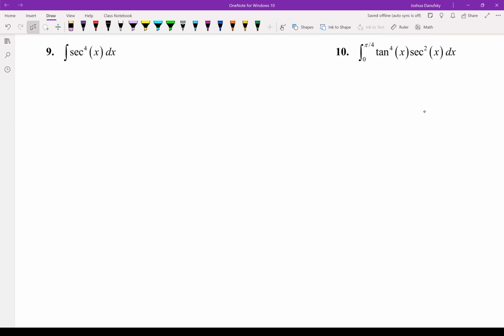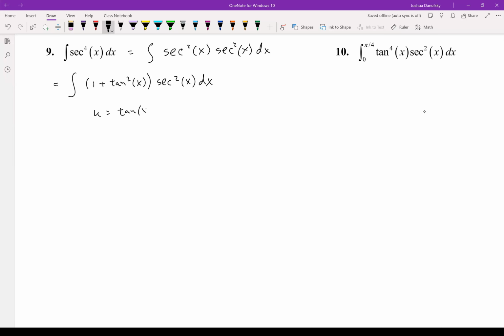Number 9, we have secant to the 4th x. Let's go ahead and rewrite it as a secant squared x times another secant squared x. And the reason we like secant squared x is because we know it's the derivative of tangent, right? And so now if we go ahead and take that first secant squared and rewrite it using the Pythagorean identity involving secants and tangents, 1 plus tan squared x times secant squared x dx. Now we can see that if we let u equal tan x, du is going to be secant squared x dx.